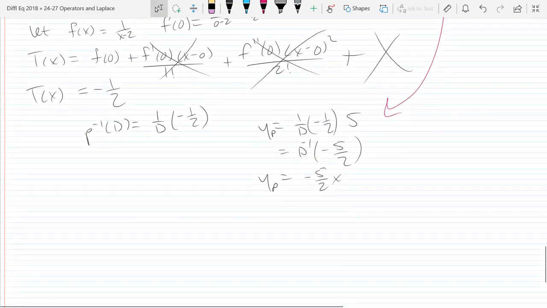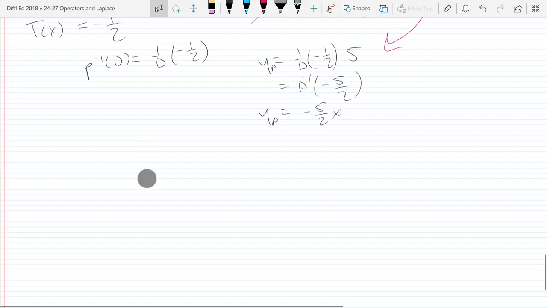Okay, we're going to do one more example. This one's going to be a doozy. It'll put everything we just learned all together in one problem.